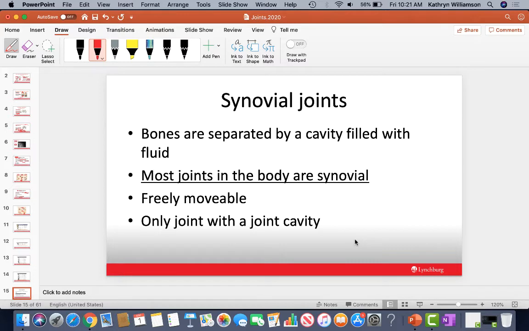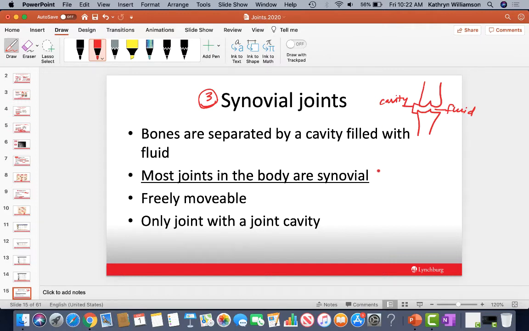We're going to look a little more in detail at synovial joints, because this is our third type of structural joint, and these are specific types of joints that have a joint cavity. So we're going to have a space between the two bones, and that space is going to be filled with fluid. Inside it is going to be fluid, and we call that synovial fluid.